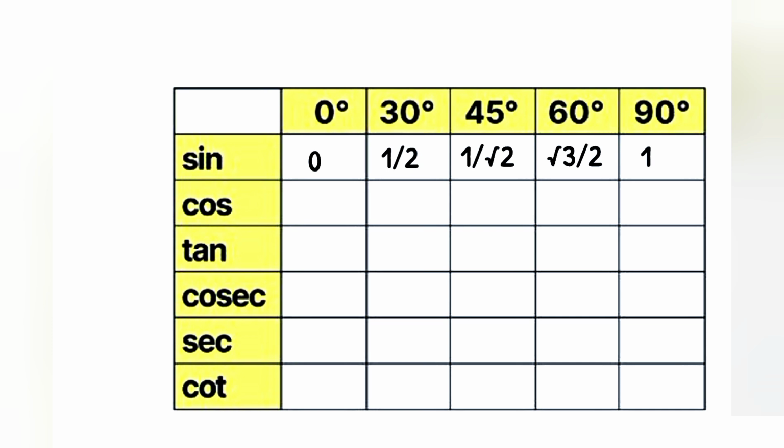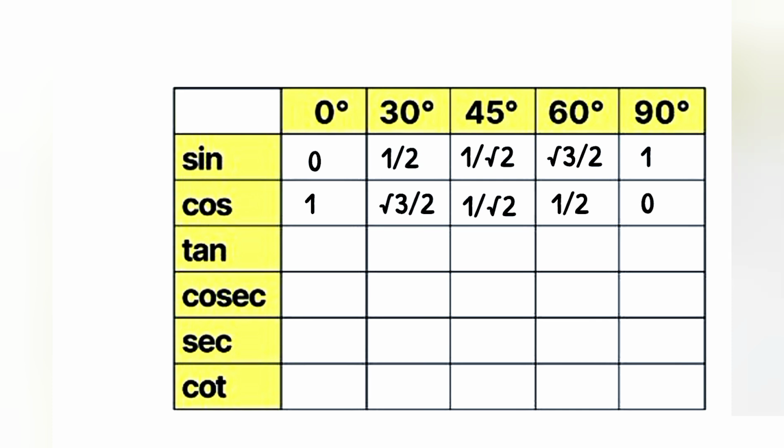For cos, just write the values of sine in reverse order. So we get cos 0 degrees as 1, cos 30 degrees as root 3 by 2, cos 45 degrees as 1 by root 2, cos 60 degrees as 1 by 2, and cos 90 degrees as 0.